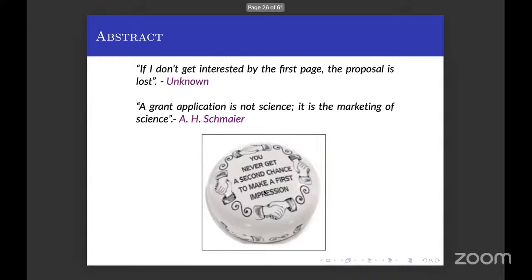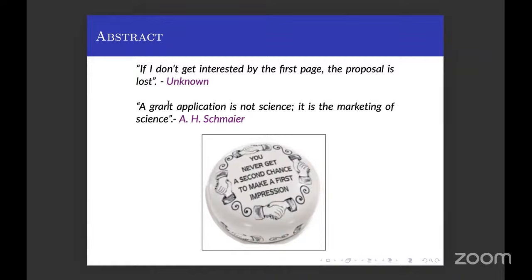So when we write an abstract, we have to understand a few things. But before that, you can see some proverbs here. If I don't get interested by the first page, the proposal is lost. For example, you are all teachers and you are going to check a paper, a question answer sheet. If you find silly mistakes the student has done on the first page, in your mind something will happen: no, this student is not good, let us cut his marks. So you'll start cutting his marks, though he has written well in the next page, but still you will have in mind that he has done silly mistakes which should not be done.